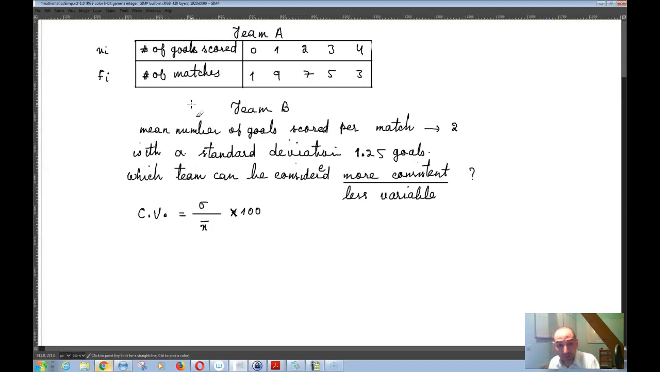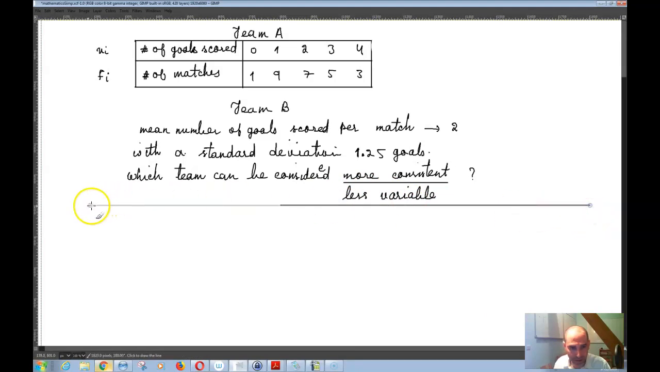Now in order to do that, of course, as you can see, I need my X bar and I need my sigma. So I have my X bar here, the mean number of goals scored per match, and the standard deviation 1.25 is already over here. So I can use both of these for team B. For team B, I don't have to calculate anything. Now for team A, I need to calculate X bar and sigma.